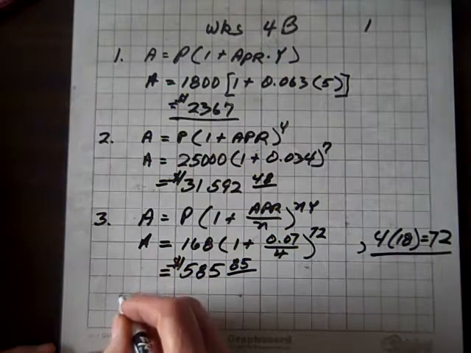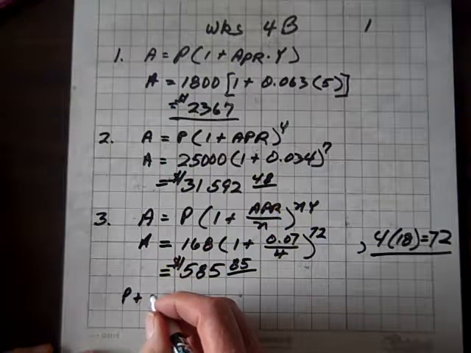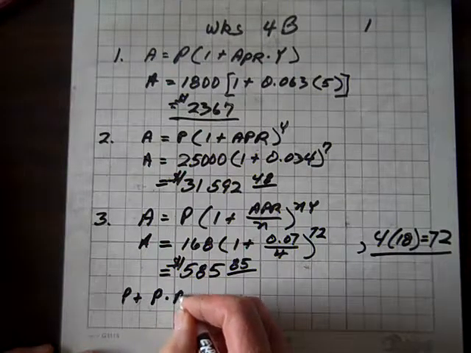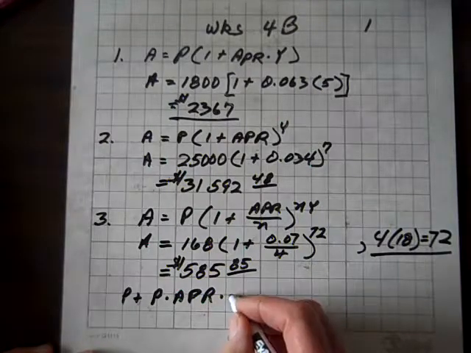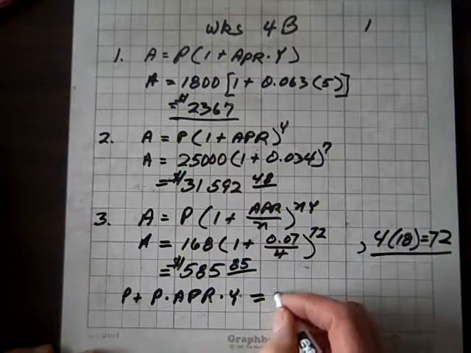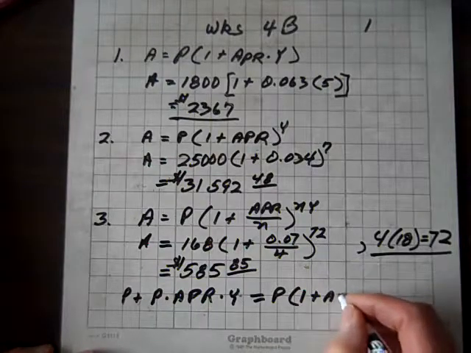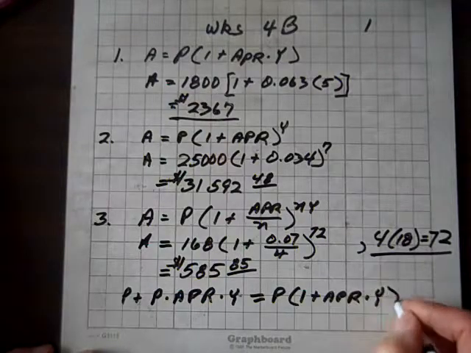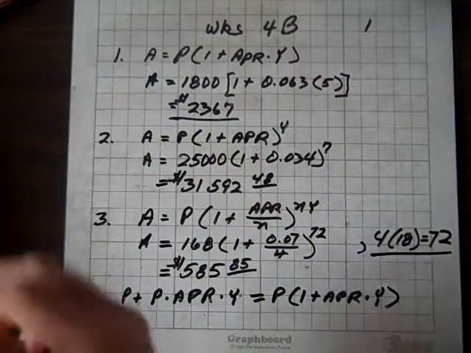So in dealing with simple interest, look down here for a moment. If we have simple interest, our principal plus interest is principal times rate times time. So principal times the annual percentage rate times the time or number of years. Notice we can factor a P out of each of these, and we get P times 1 plus APR times Y. And that's where this formula right here came from.